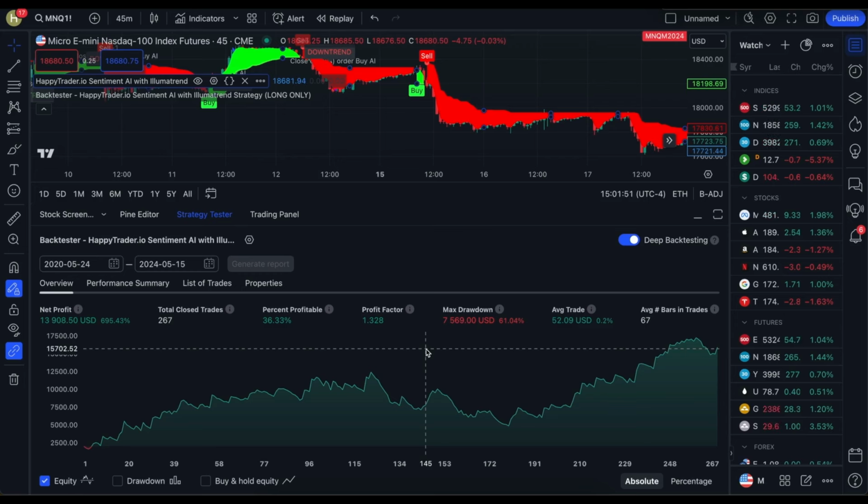I'm really happy with this backtest. 695% since 2020.